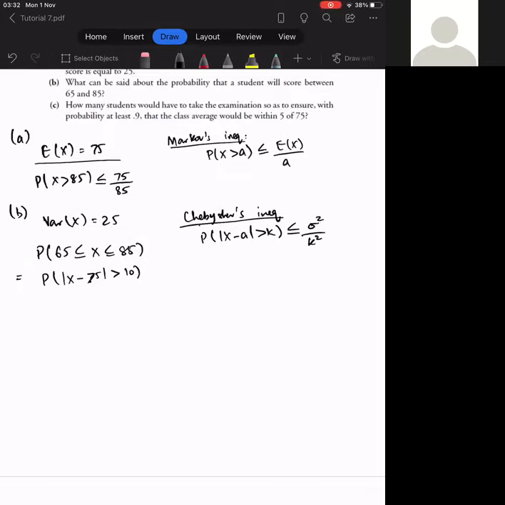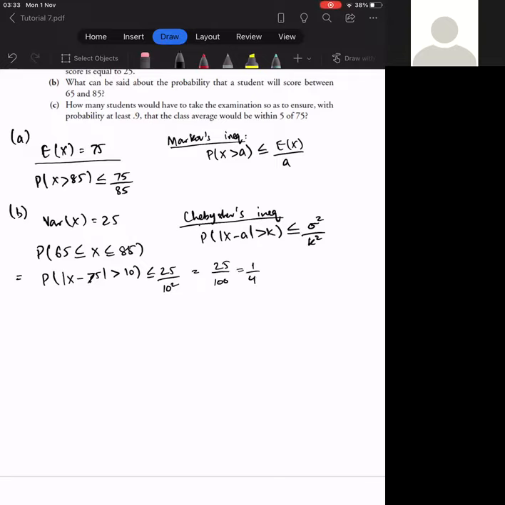So the difference between x and 75 is greater than 10. We actually want it to be less than 10 because we want it to be between 85 and 65, but we're okay with that. We can just flip the signs later. This is upper bounded by the variance divided by k squared, which is 10 squared. And this is equal to 25 over 100, 1 by 4.